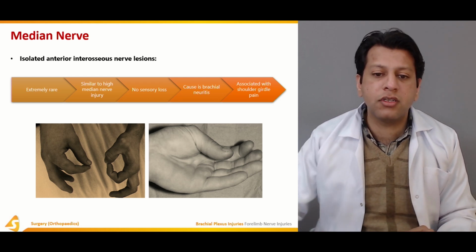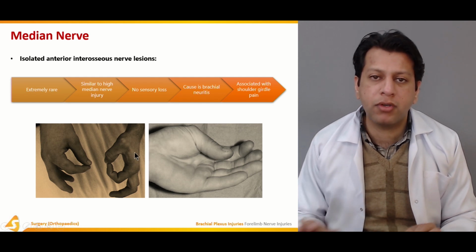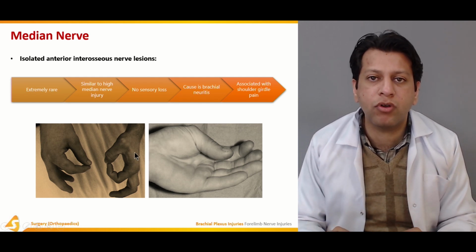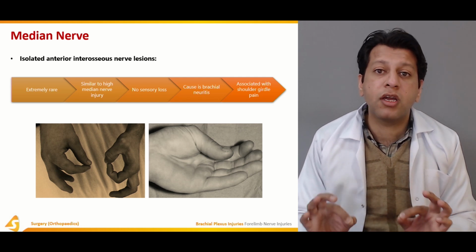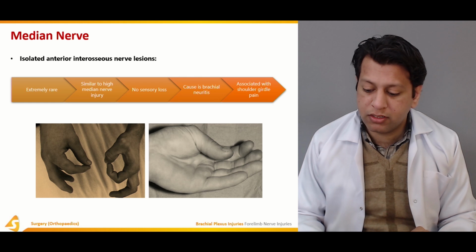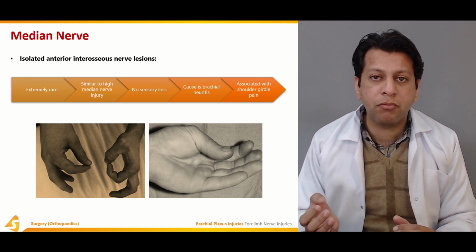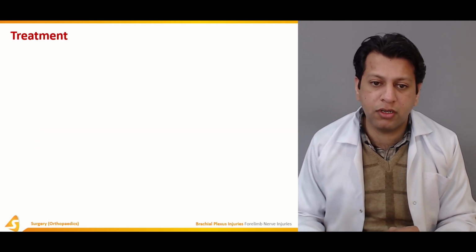As you can see, this is an OK sign which has been formed. If the patient has anterior interosseous nerve paralysis, the patient will be unable to form an OK sign, especially because the thumb and index muscles would be wasted.